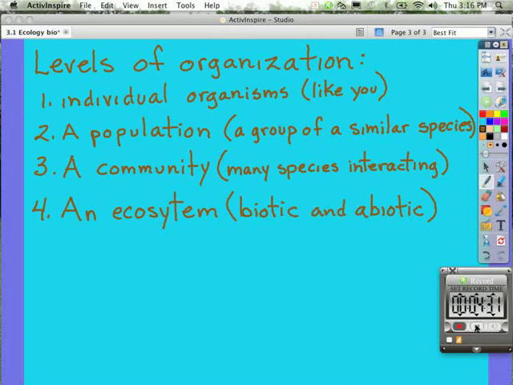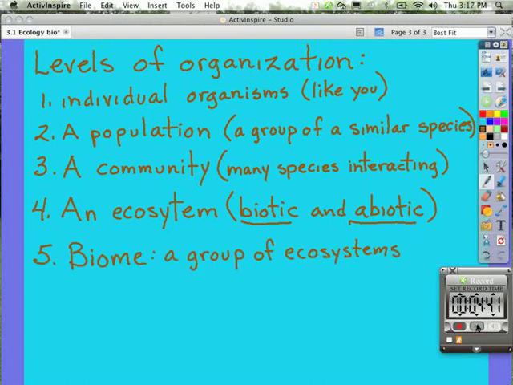Considering an even larger scope, we have what's called a biome. And a biome is a group of ecosystems that share similar climates and typical organisms. And finally, we consider our planet. Our planet is known as our biosphere. And our entire planet, with all its organisms and physical environments, is simply known as the biosphere.